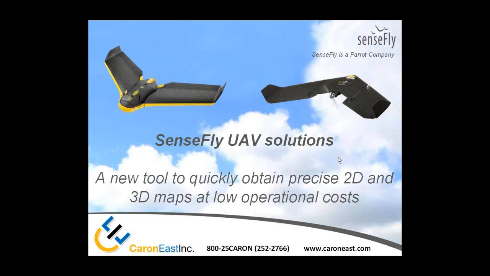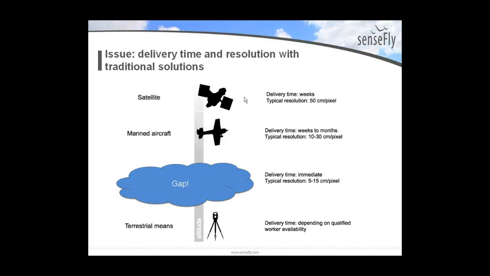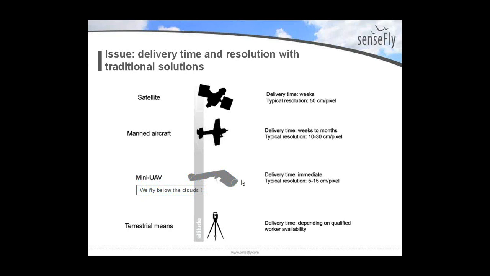All right, the typical way to survey, you've got satellite imagery, which resolution is typically about 50 centimeters. And the delivery time takes weeks. Manned aircraft, again, for an aerial survey, delivery time is weeks to months, with 10 to 30 centimeters accuracy, resolution. And then you have terrestrial means, which delivery time depends on the qualified worker and availability. And then now we have the mini UAV, which flies below the clouds. We fly 400 feet and below.